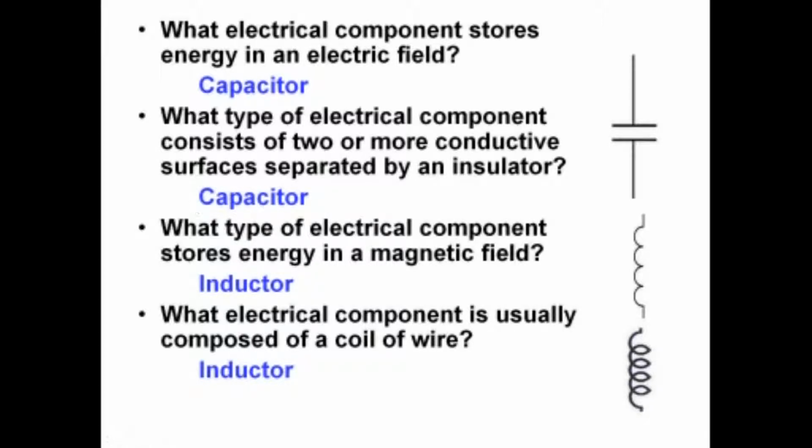Okay, what type of electrical component stores energy in a magnetic field? That's an inductor. And you remember that an inductor is a coil of wire. It can be represented in a schematic diagram either as a lumpy thing like this or as a more coily thing like this, which is the way I tend to do it. Okay, what electrical component is usually composed of a coil of wire? Again, it's called an inductor.